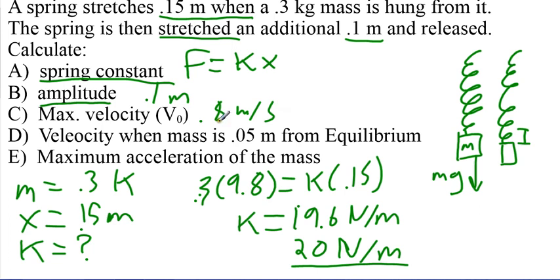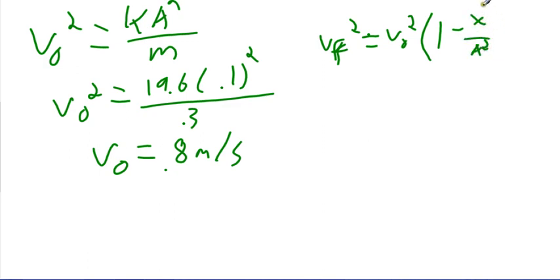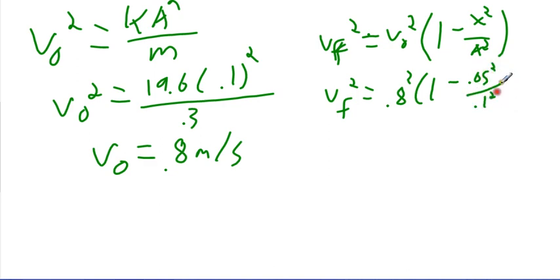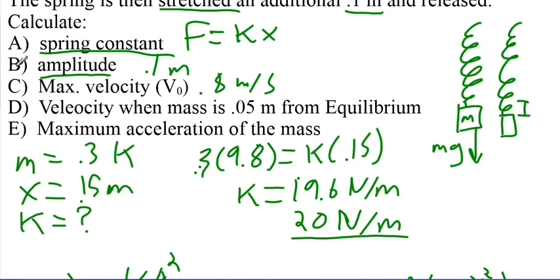Next, we're looking for the velocity when the mass is 0.05 meters from the equilibrium position, and this is when we're going to use the other derived equation. So we have vf squared is equal to v naught squared times 1 minus (x over a), these are all squared. And so we're looking for vf, so vf squared is equal to 0.8 squared times 1 minus 0.05 squared over 0.1 squared. And when you work this out, that should give you a final velocity of 0.7 meters per second. Again, you want to work these out to make sure that you have the same answers.